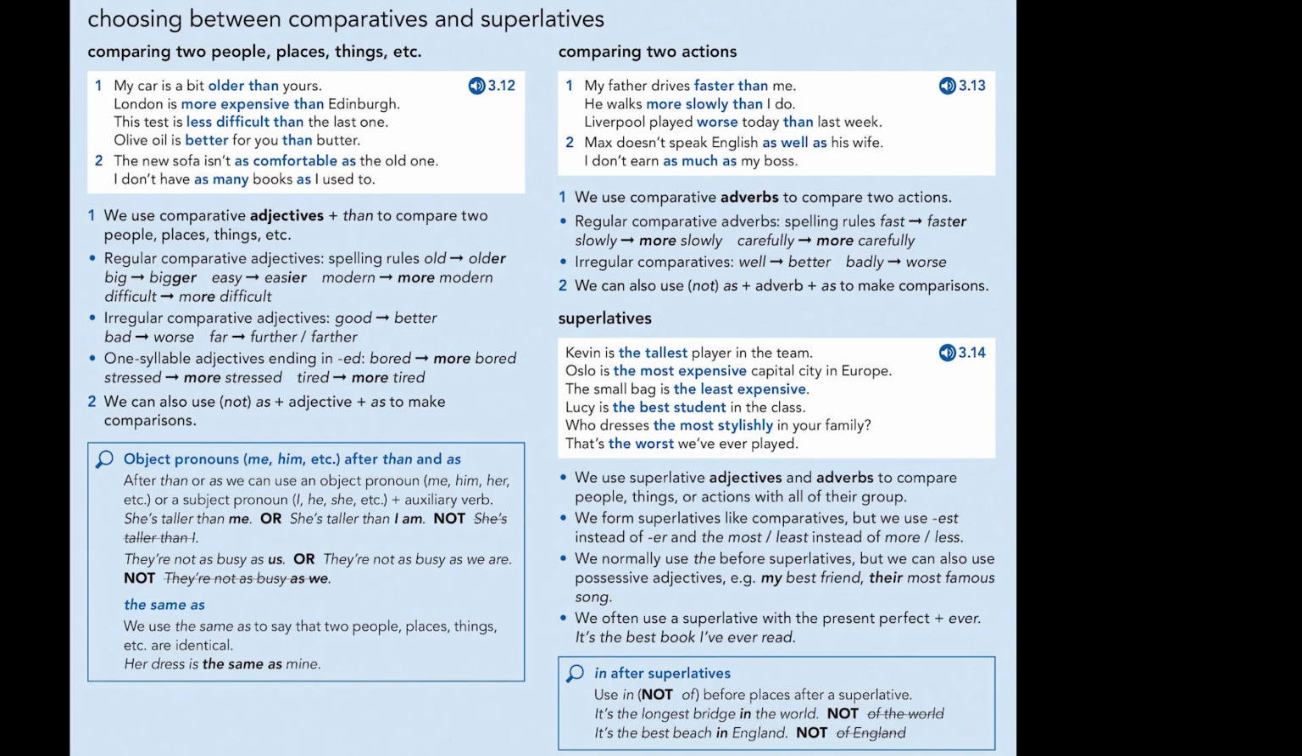3.13. 1. My father drives faster than me. He walks more slowly than I do. Liverpool played worse today than last week. 2. Max doesn't speak English as well as his wife. I don't earn as much as my boss.